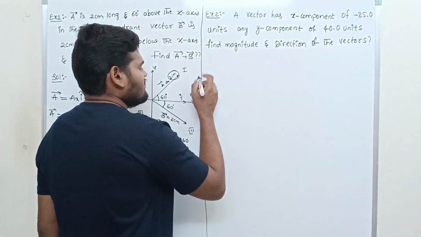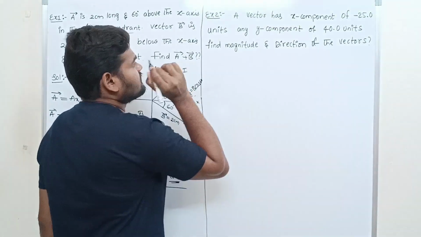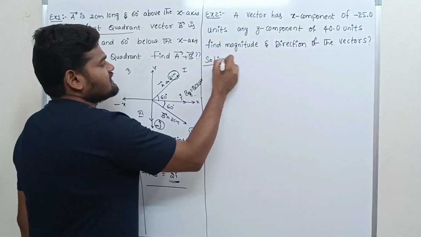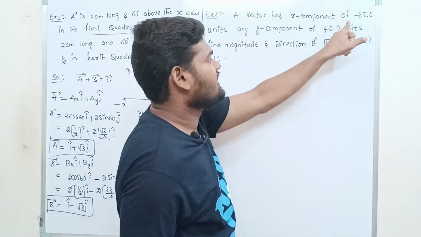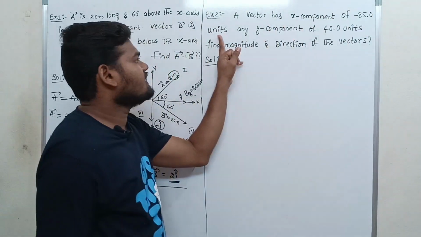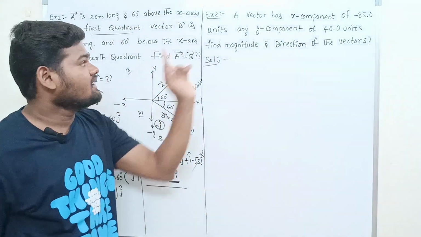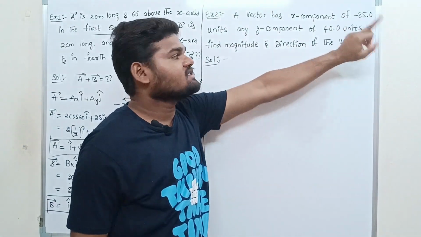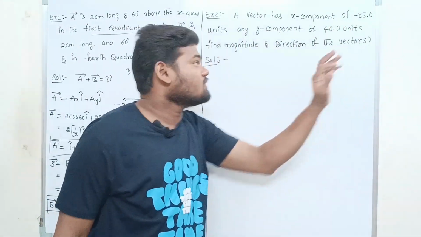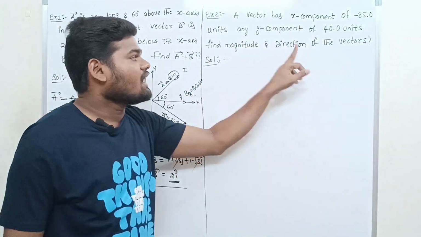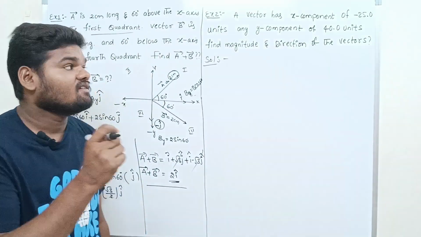So let us discuss this problem. Solution. What is the problem they have given? Have a look. A vector has an x component of minus 25 units and a y component of 40 units. They have given the x component of the vector, how much? Minus 25 units, and the y component, how much? 40 units. Find the magnitude and the direction of the vector.